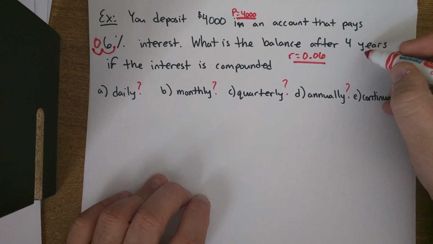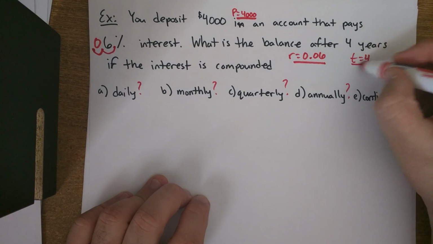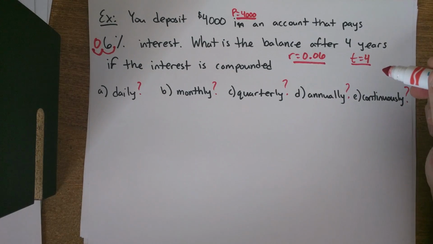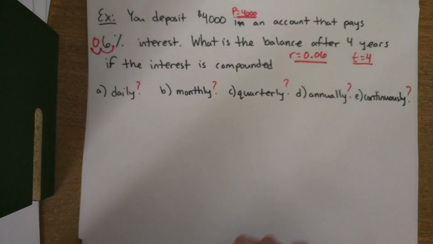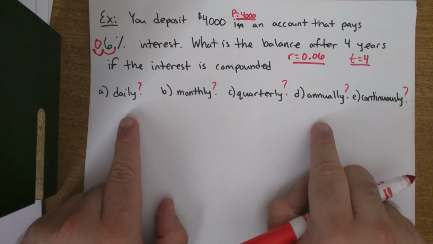No, so it says 4 years. So T equals 4 because that's the number of years. And then we need N. N is going to be different depending on how often you're compounding.